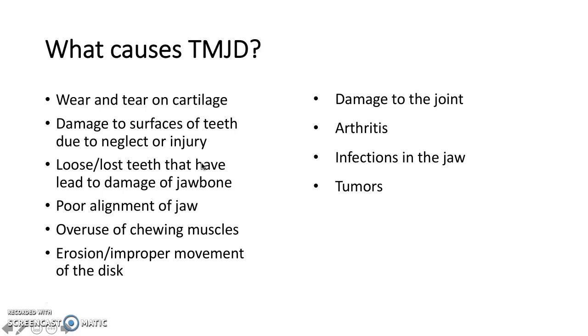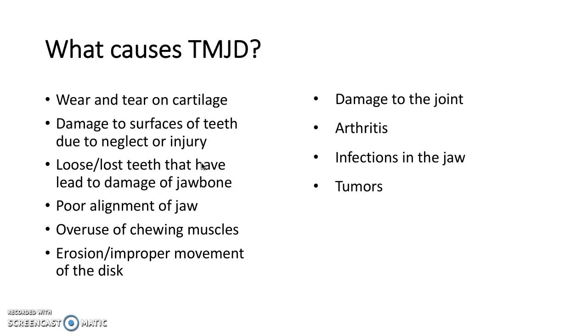So, some causes of TMJD. You can have wear and tear on cartilage. You can have damage to surfaces of teeth due to neglect or injuries, such as getting punched in the mouth or hit in the face with a hockey puck or whatever it may be. You can have loose or lost teeth that have led to damage of the jaw. You can have poor alignment of the jaw, so your teeth would not bite down evenly, and it would lead to a dysfunction of the jaw muscles, and they would move awkwardly, essentially. You can overuse your chewing muscles.